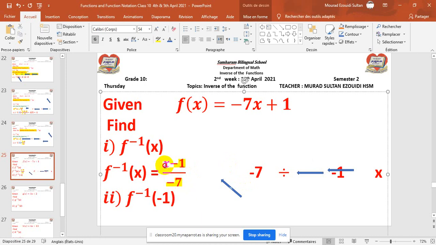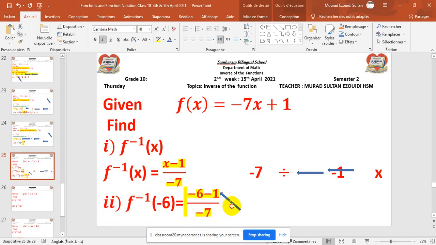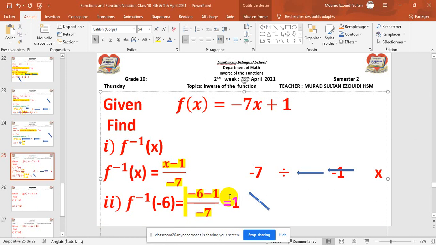Then here, just find the value of the inverse function when x equal minus 6. I will change minus 6. It will be here what? Negative 6 minus 1 is negative 7, because both numbers are negative, so I will add them, then I will put a negative sign. Negative 7 divided by negative 7 is 1. This is the last answer.